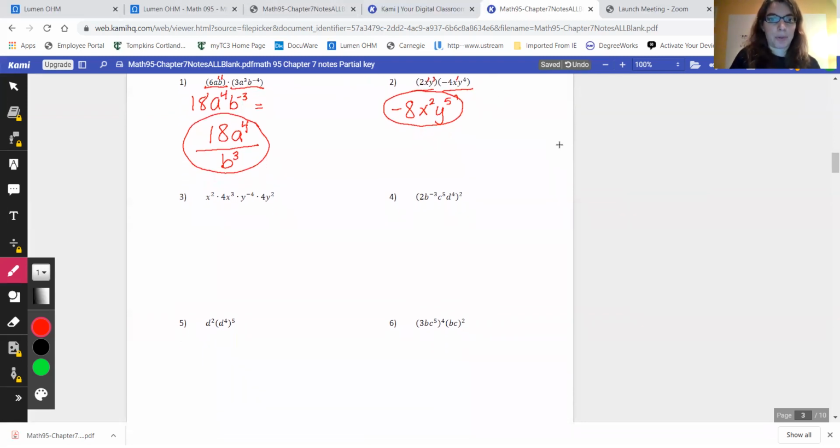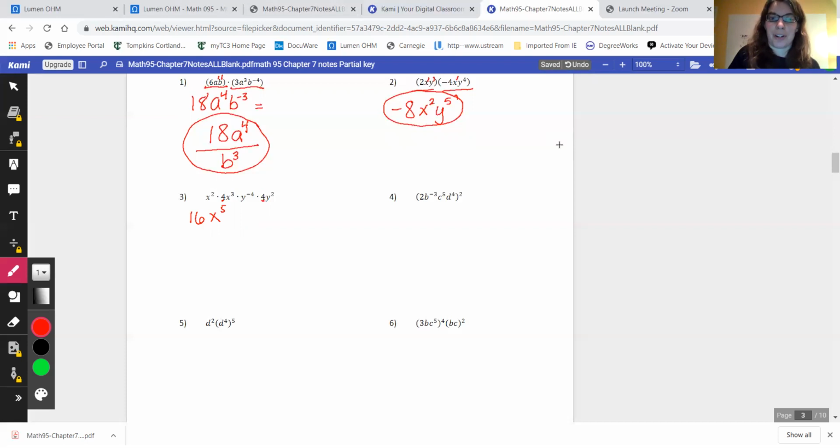Number 3, I believe we did this one in class, but let's go through it anyway. Again, nothing in parentheses is raised to a power. So when we use that product rule, when we multiply like bases, we'll add the exponents. Let's look at the numbers also. I have a 4 here and a 4 here. 4 times 4 is going to be 16. The x's are going to be x to the 5th.